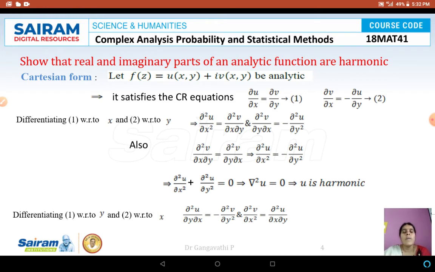What is u? According to the function which we have considered, it is the real part. According to the question, we have to show that the real part of an analytic function is harmonic. U is the real part, and we have proved it is a harmonic function. So now we have to consider the imaginary part. What is the imaginary part of the function? V is the imaginary part, and we have to show that it is also a harmonic function.